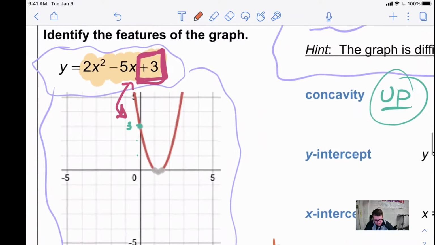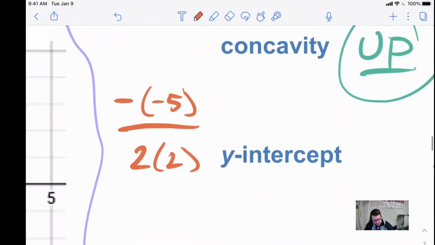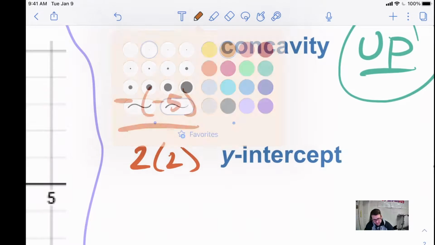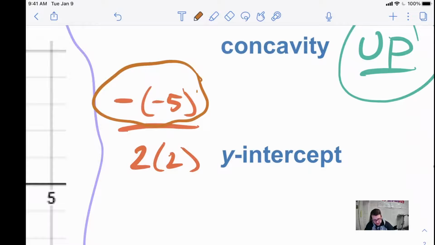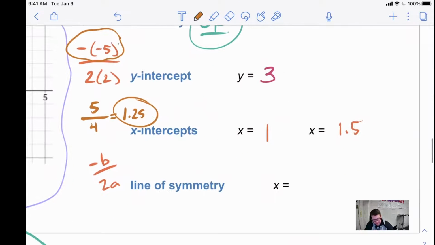So I'm going to take my values. Looks like our b value was a negative 5, so I'm going to have a negative 5, because that's the negative b part, over 2 times a, and a is just 2. So solving this, negative 5, two negatives always make a positive. 2 times 2 is 4. 5 divided by 4 is 1.25. So that means our line of symmetry is going to be x is equal to 1.25.